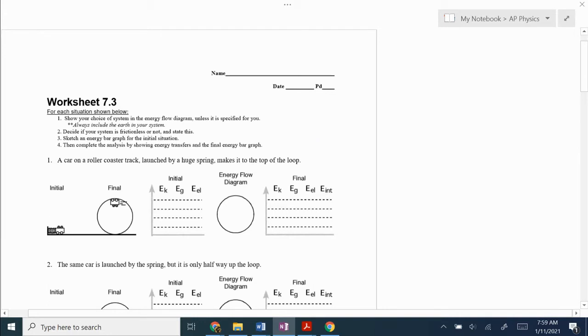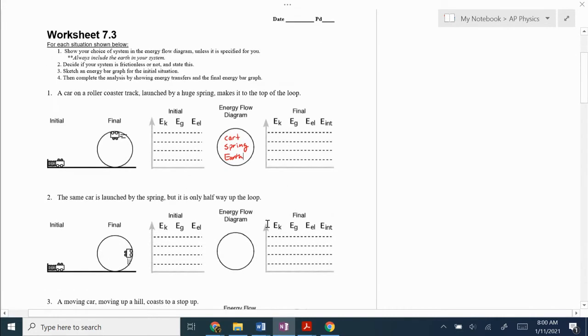It starts out with this cart pressed up against the spring. So I'm going to put the cart and the spring in the system so that I can have kinetic and elastic energy. I note that I'm also going to end up with gravitational energy because it's up high. That means I need to put the Earth in the system. So I think those are the main things. You could or could not put the track in the system. I'm going to choose not to.